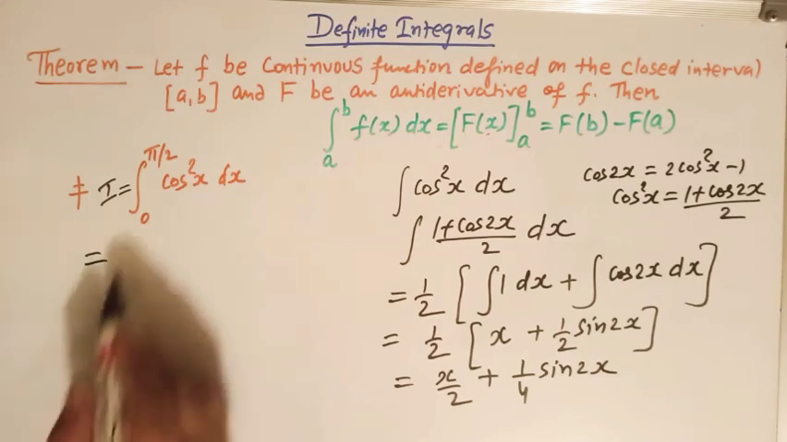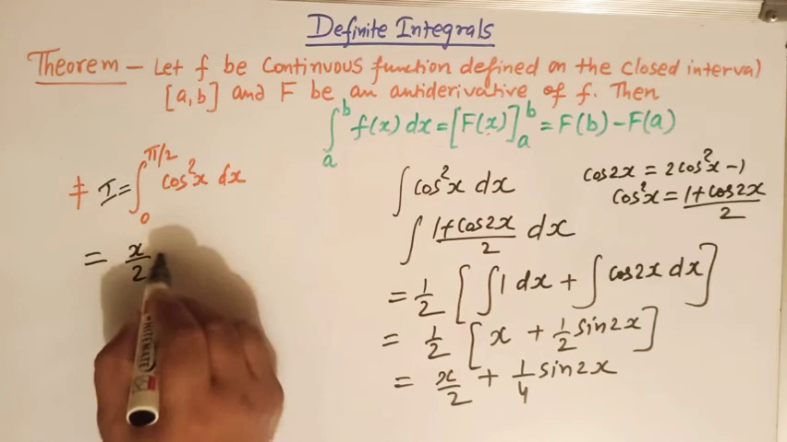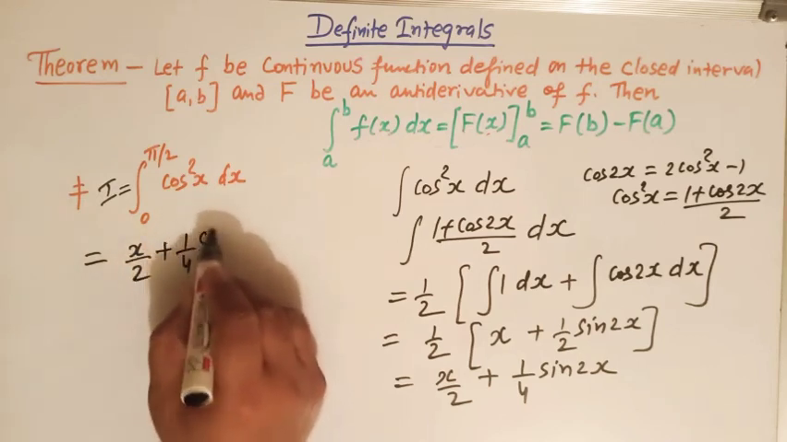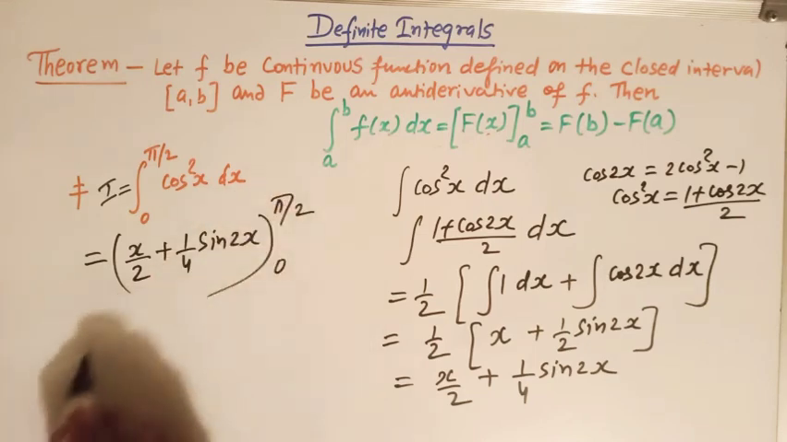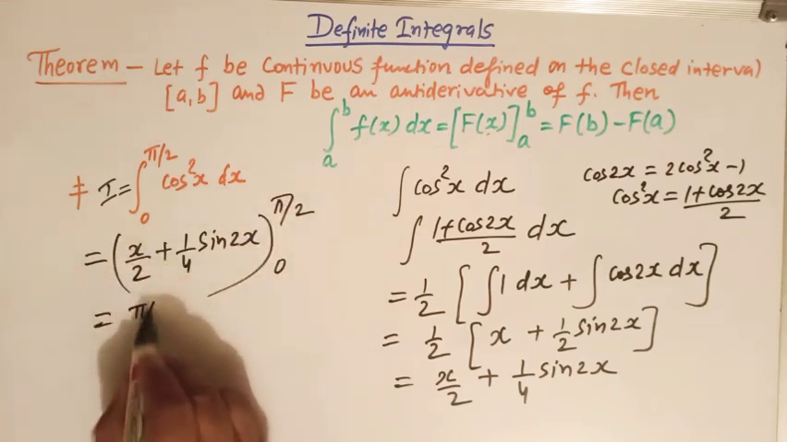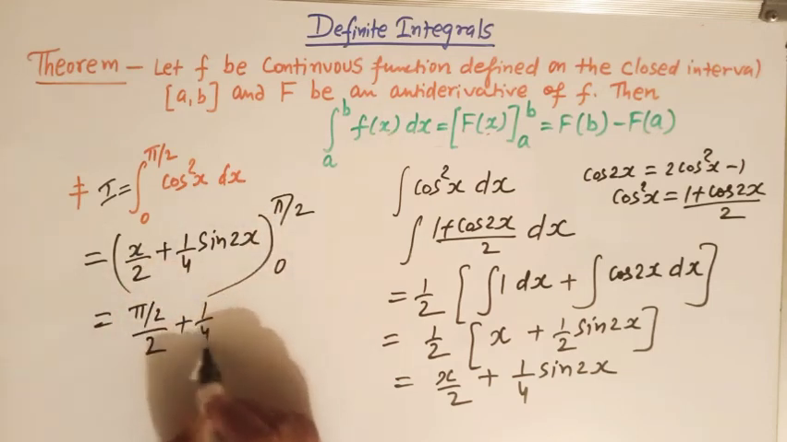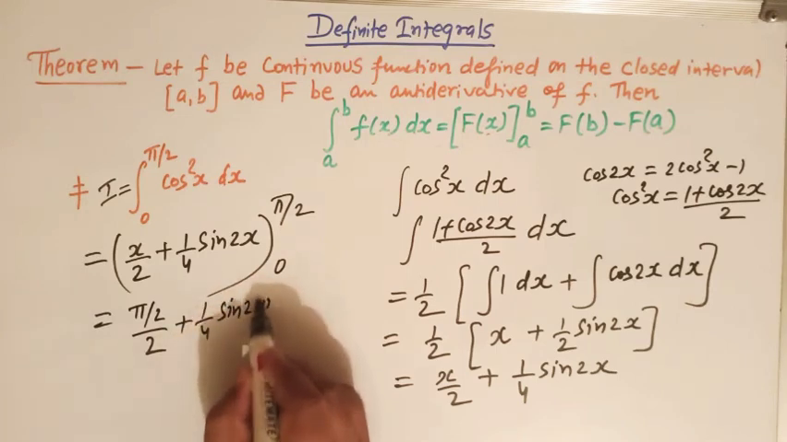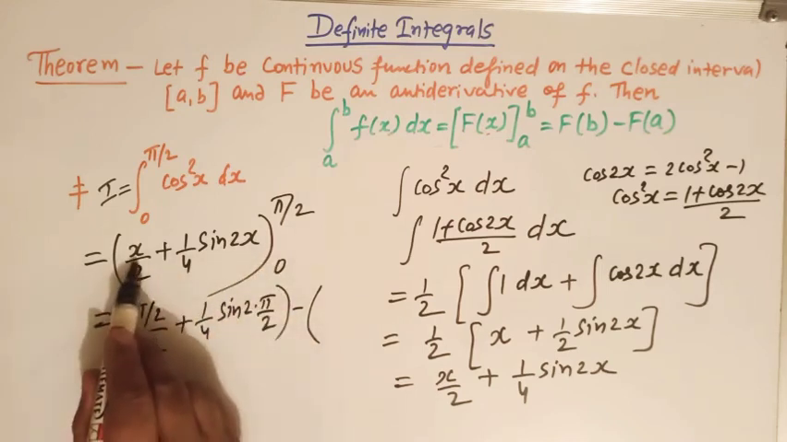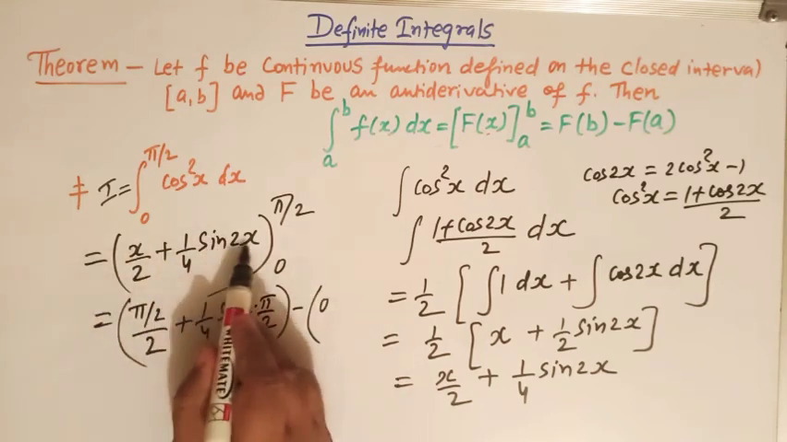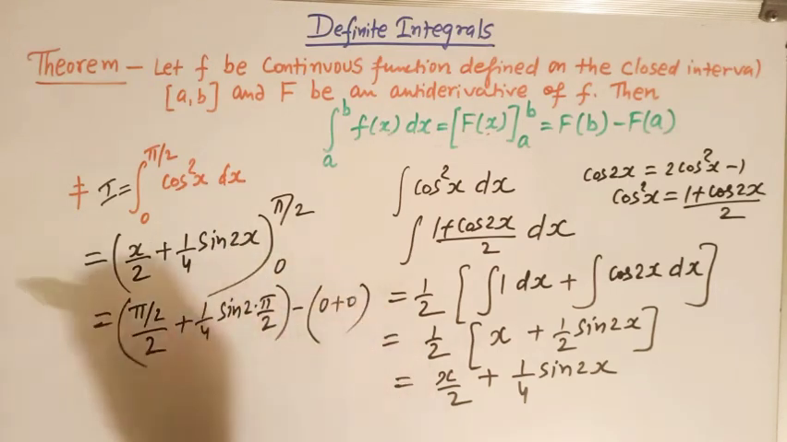So now this definite integral can be written as x by 2 plus 1 by 4 sine 2x, and we have 0 to pi by 2. Now here we have pi by 2, so we have pi by 2 divided by 2 plus 1 by 4 sine 2 times pi by 2, and minus, if we substitute 0 here, so we get 0, and when we substitute 0 here, this is sine 0, so this is again 0.